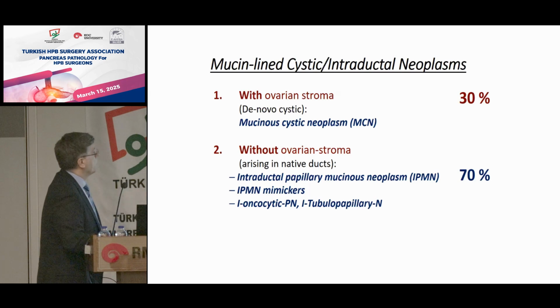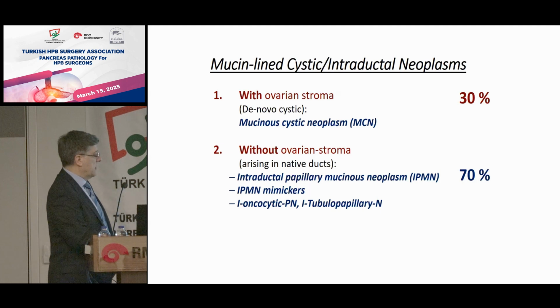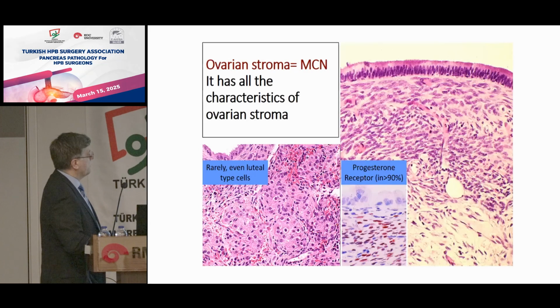All right. Mucinous lesions used to be very confusing at some point. Now we classify them based on ovarian stroma. Those with ovarian stroma are called mucinous cystic neoplasm, and if there is no ovarian stroma, then we go to the IPMN. This is the algorithm. The IPMN, its mimickers or one of the related kindreds, cousins, as I call them, is what we are dealing with. Ovarian stroma is indeed ovarian stroma.